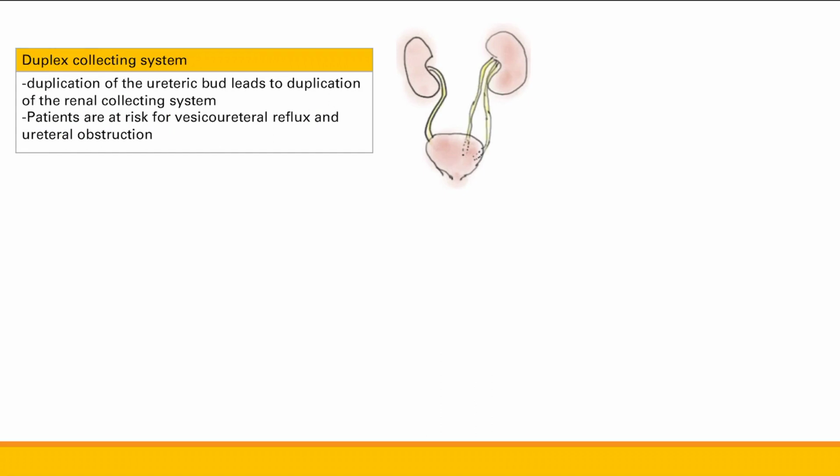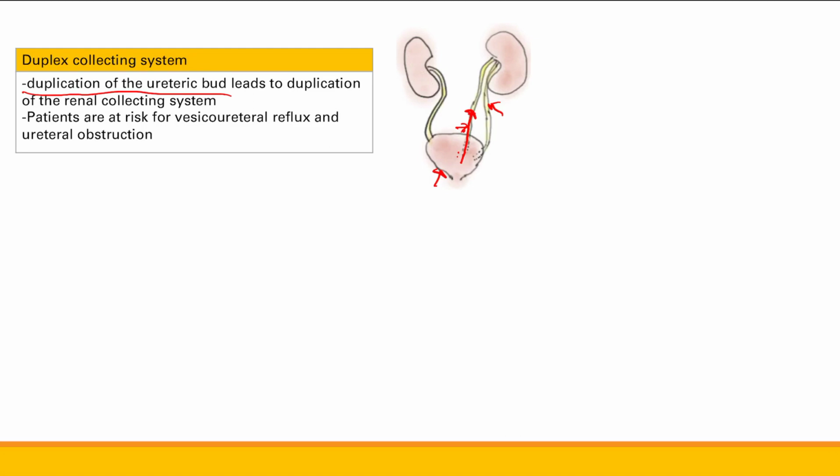This results from a duplication of the ureteric bud. And we talked about how the ureteric bud is just going to become your collecting system and then your ureter. So if you have two of them, now you get two ureters, two collecting systems. And what can happen here is that you can be at risk for vesico-ureteral reflux. So what that means is vesico refers to the bladder, and the ureteral is the ureter. So it's reflux of urine from the bladder up into here.